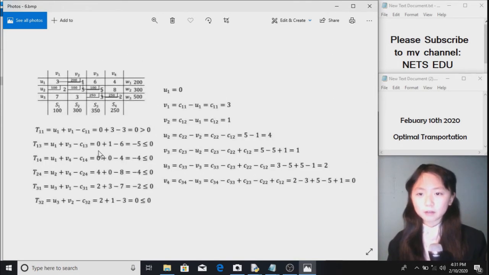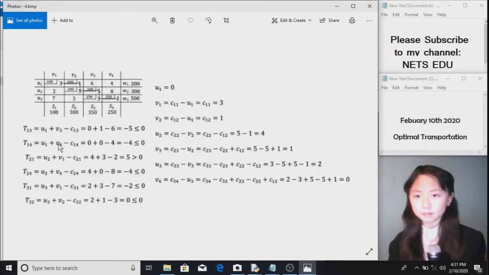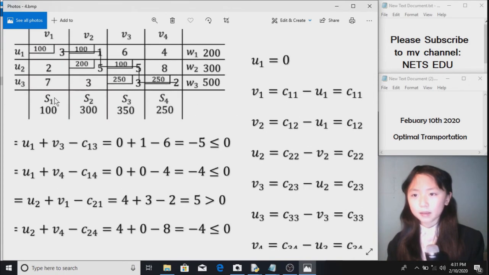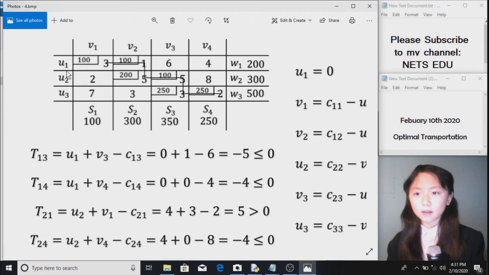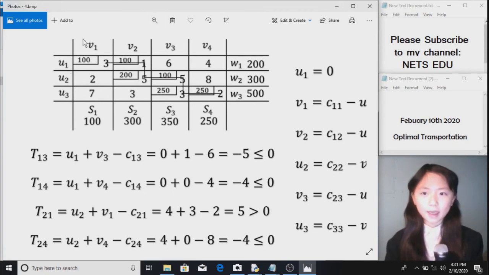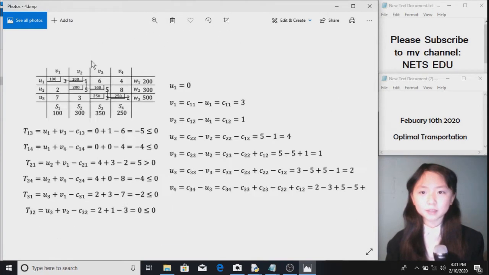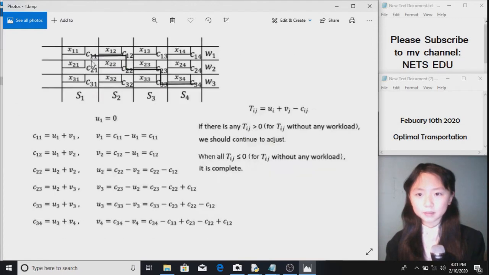First, we have to check whether or not we can adjust to get a smaller value. So let's see. Now I'll set my U variables, which are the rows, and the V variables, the columns. To set them, let me see here.